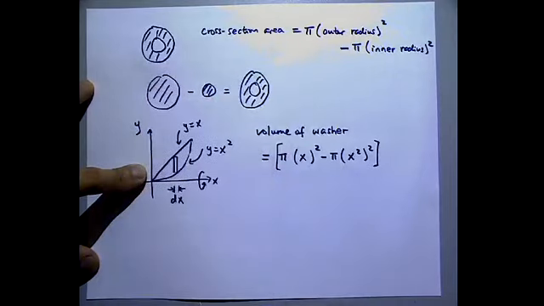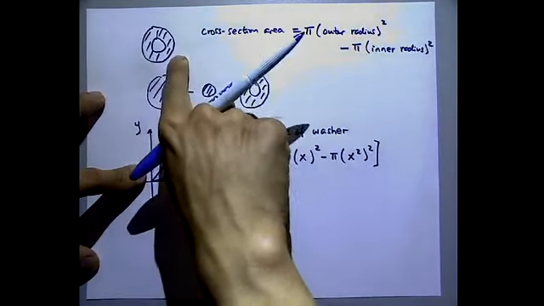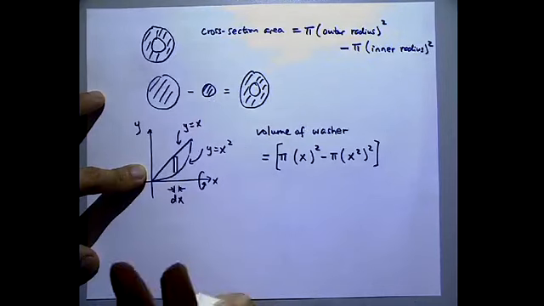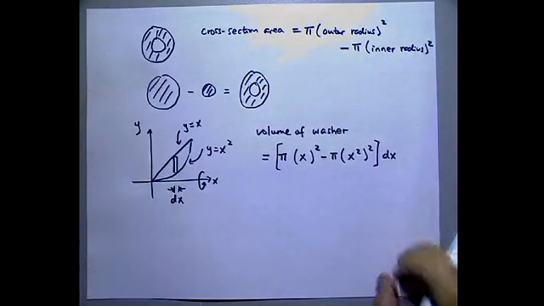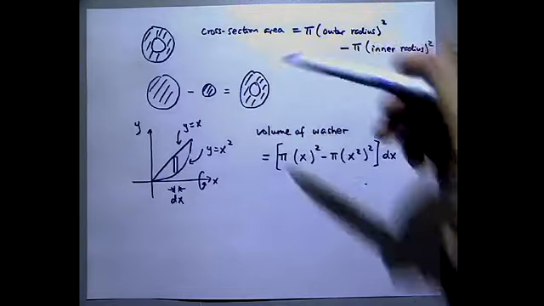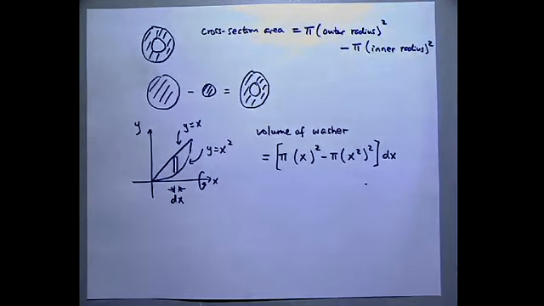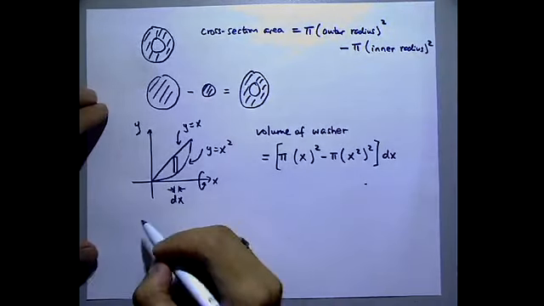Then I have a little bit of thickness going into the page in this view, but from here we can see the thickness dx. Okay? So that's one little washer we got. And then we want infinitely many of them. Now we integrate.